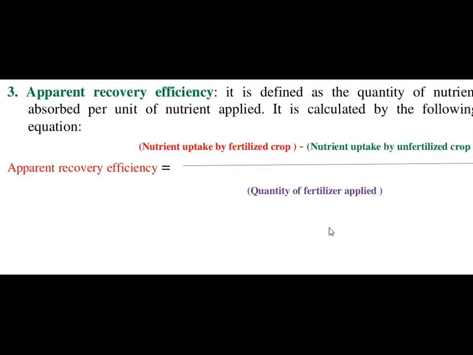Then apparent recovery efficiency can be noted by quantity of nutrient absorbed per unit of nutrient applied. It can be calculated by the following equation. Apparent recovery efficiency is equal to nutrient uptake by fertilized crop minus nutrient uptake by unfertilized crop divided by quantity of fertilizer applied. It is all about apparent recovery efficiency.